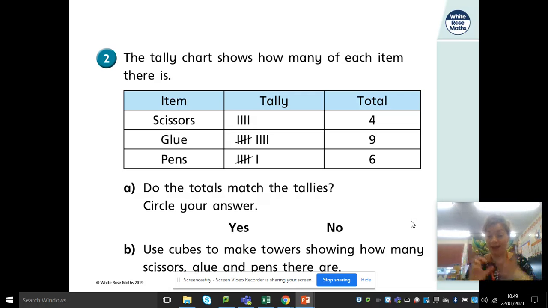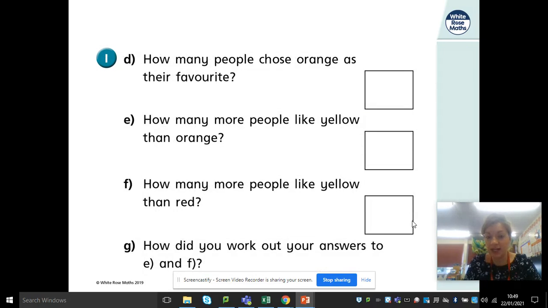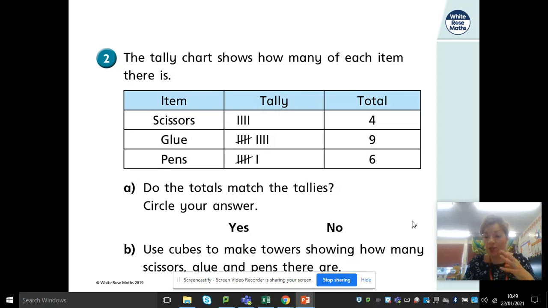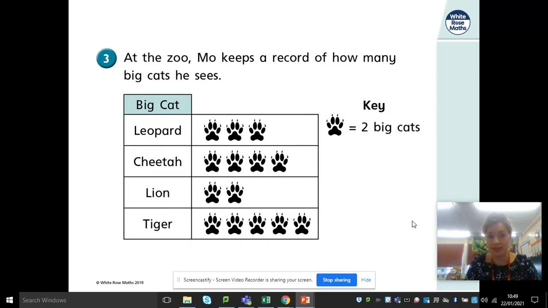So you've got a really practical example of a tally chart there. Use the block diagram. Colour the block diagram using the tally chart and your cubes to help. So basically you're looking at the tally chart, you're using your pictures, so your blocks, to help you, and then it's a bit more abstract here where you just colour in the blocks, and you can choose your own colours to represent those things.